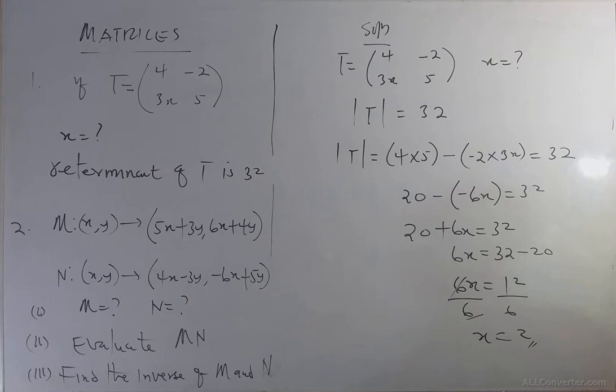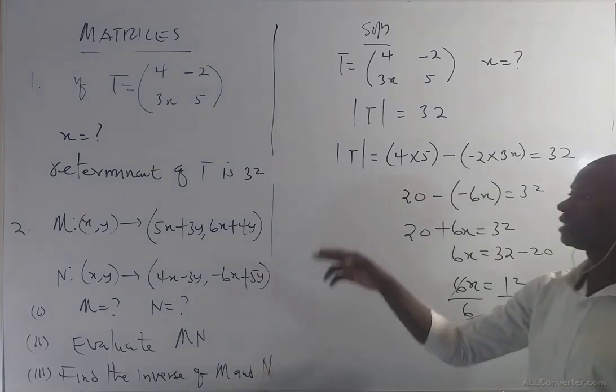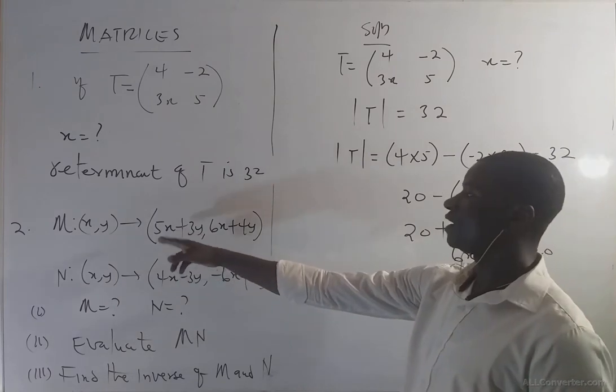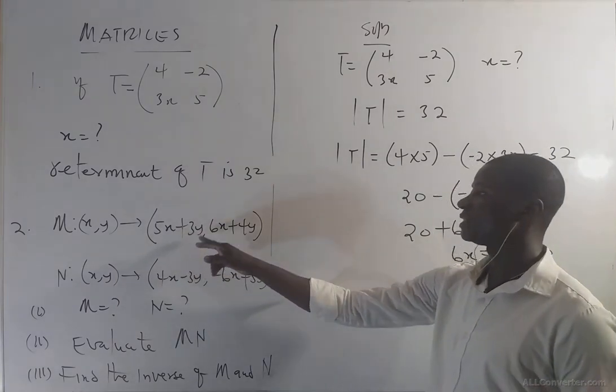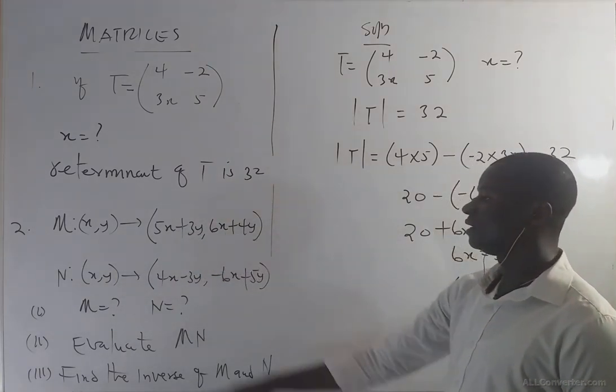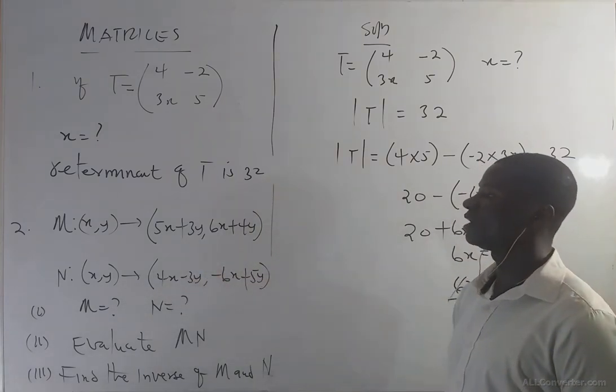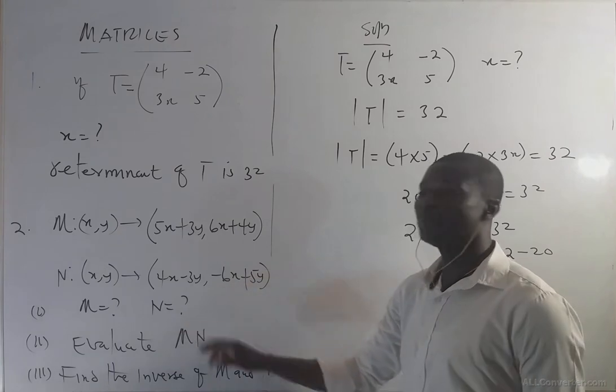The value of x will come out. Now, when you look at the second question, we are given these two transformations. M of (x, y) maps to (5x plus 3y, 6x plus 4y), and N of (x, y) maps to (4x minus 3y, minus 6x plus 5y). You have to write down the two matrices.